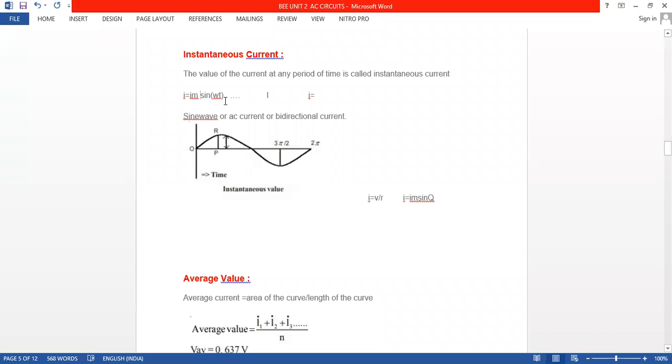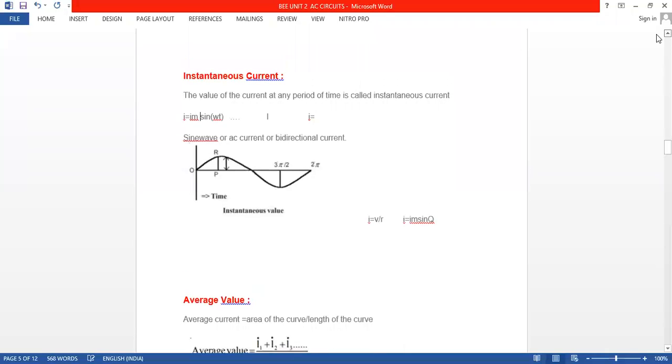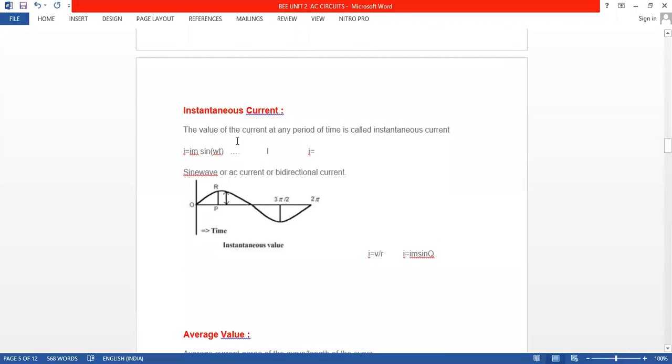Okay, so I can write it in different forms. I can write I is equal to Im sin theta, and I is equal to Im sin omega t. So this is the instantaneous current. The value of the current at any period of time is called instantaneous current. But the formula is, what is the use of instantaneous current?